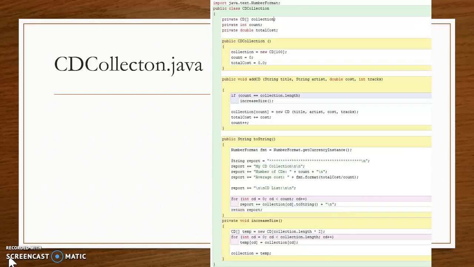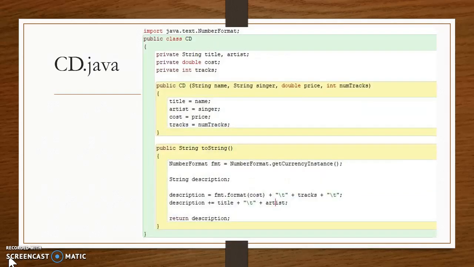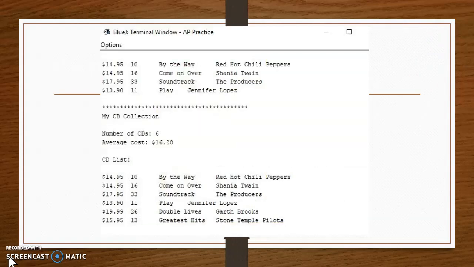The user of the CDCollection object, the main method, never has to worry about running out of space because it is all handled internally. The toString method of the CDCollection class returns a report summarizing the collection. The report is created, in part, using the toString method of each CD object stored in the collection. The CD class contains the CD constructor as well as the toString method. Here is the output in the BlueJ terminal window.